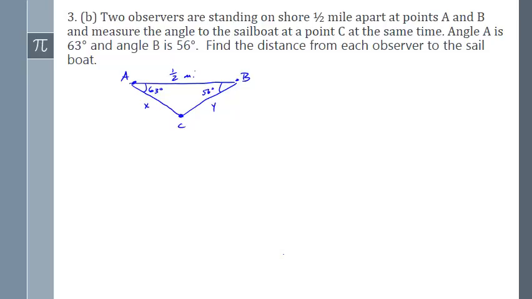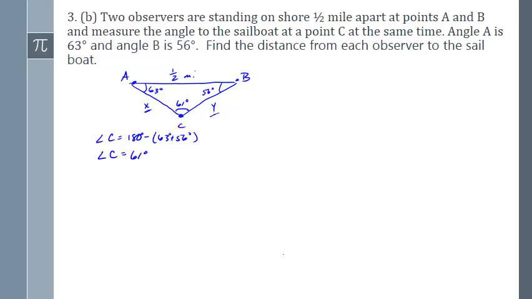Well, when I look at this, I can find my third angle. Angle C is going to be 180 minus 63 plus 56, which is 61. And now I can use law of sines again twice. I can use it once to find AC. I can use it another time to find BC.